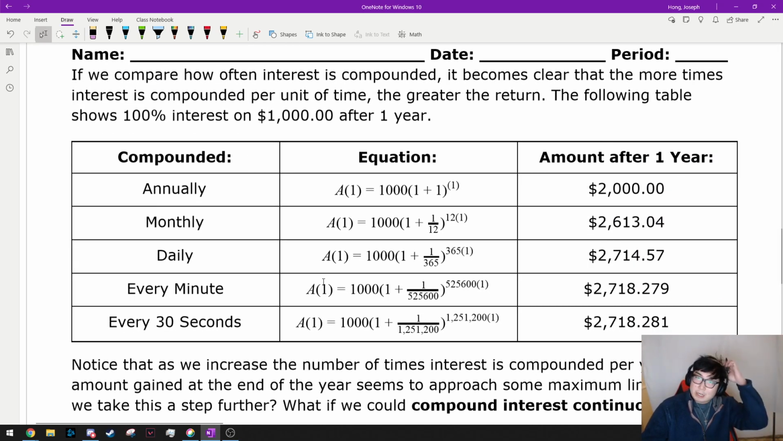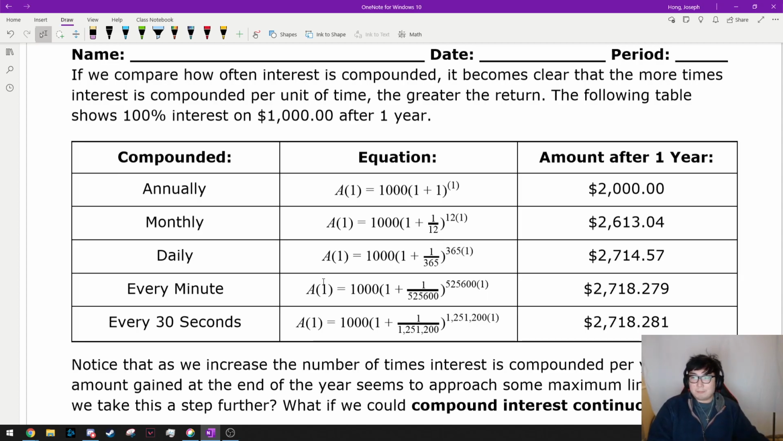So if we compare how interest is compounded, then it becomes more clear that the more times you get paid per year, the greater the return, as we showed from example 1 and example 2. It's better for you to get paid more often than not. So this table right here is really to show you how nice it would be for you to get paid annually, monthly, daily, every minute, every second.